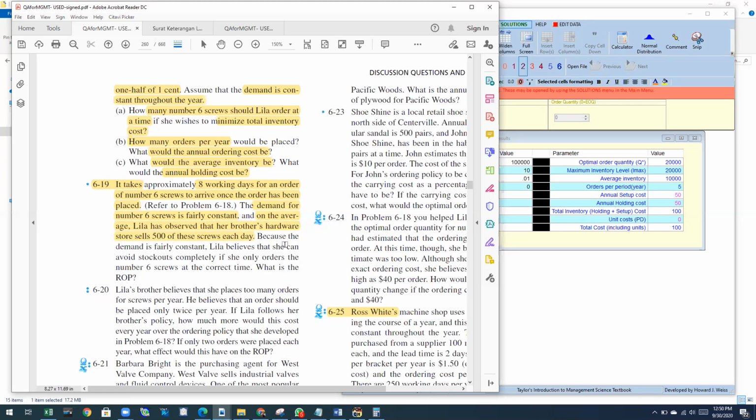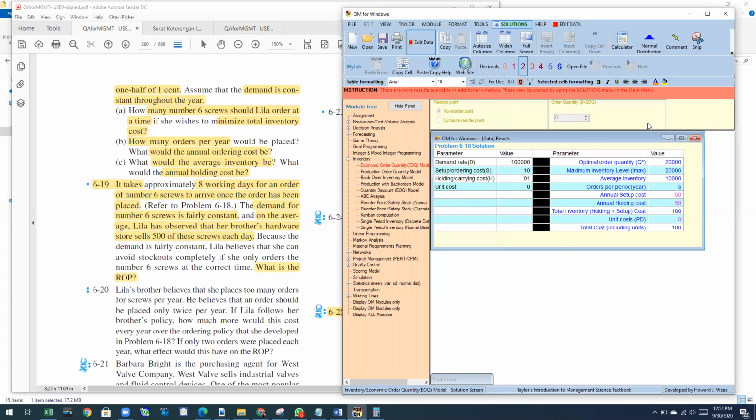Because the demand is fairly constant, Lila believes that she can avoid stock outs completely if she only orders the number 6 screws at the correct time. So her question is, what is the reorder point, ROP? Okay, so how do we answer that using POM QM?